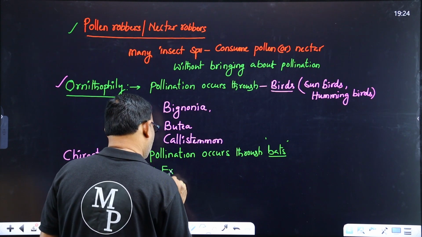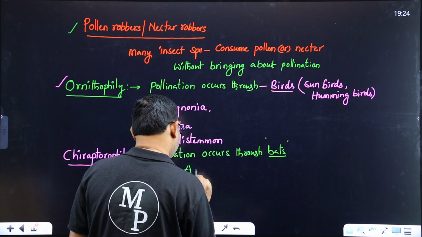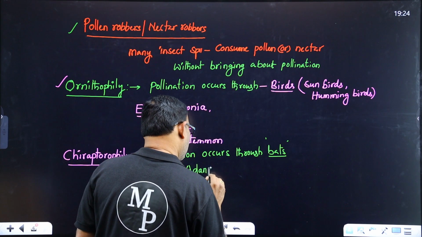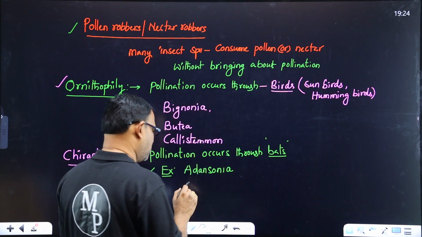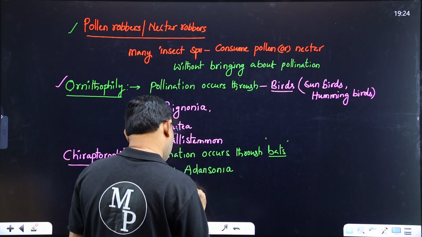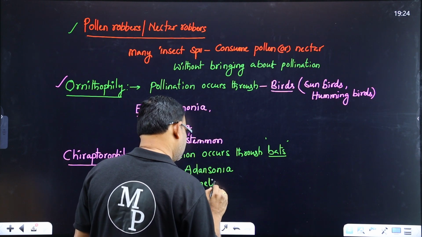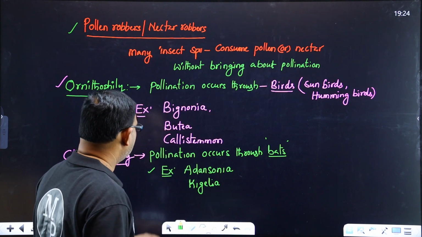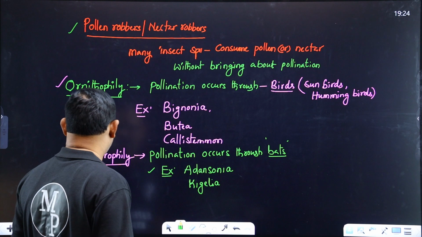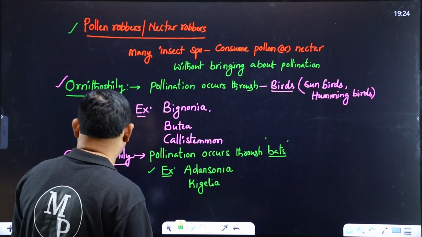What are examples of chiropterophily? Adansonia, the baobab. The next one is Tigelia, Tigelia pinnata. These are examples of chiropterophily.